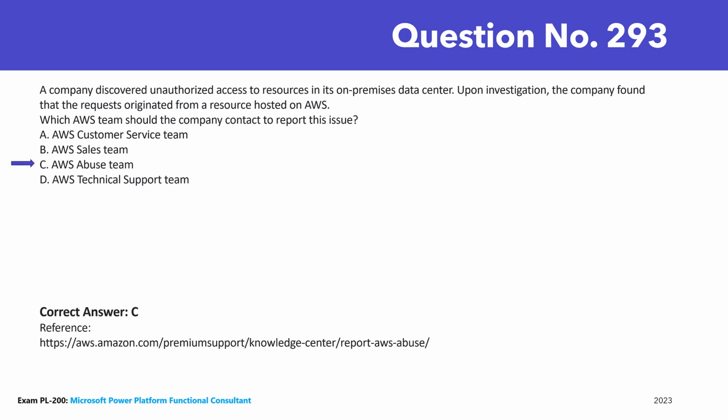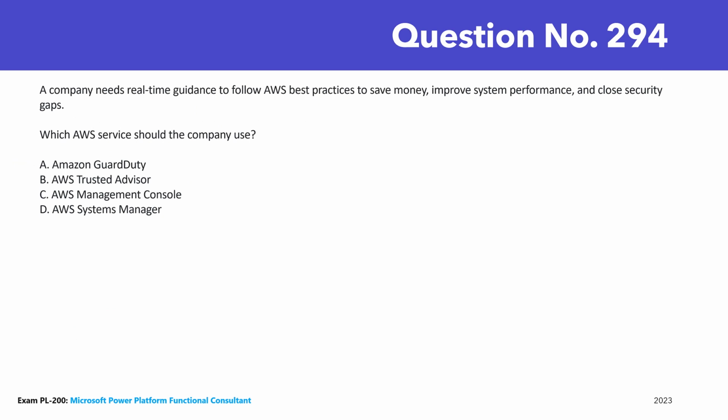A company needs real-time guidance to follow AWS best practices to save money, improve system performance, and close security gaps. Which AWS service should the company use? A. Amazon GuardDuty. B. AWS Trusted Advisor. C. AWS Management Console. D. AWS Systems Manager. Correct answer, B.